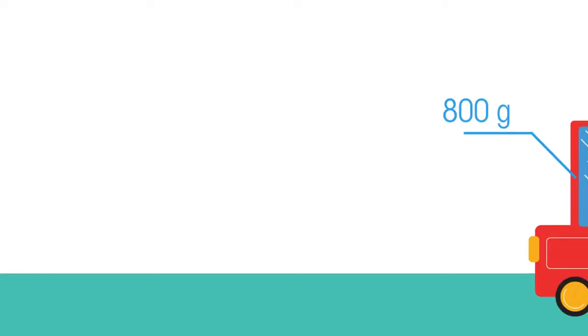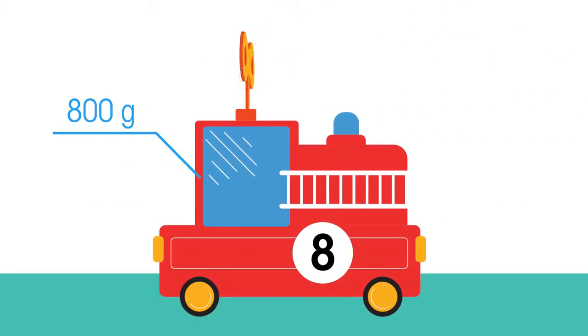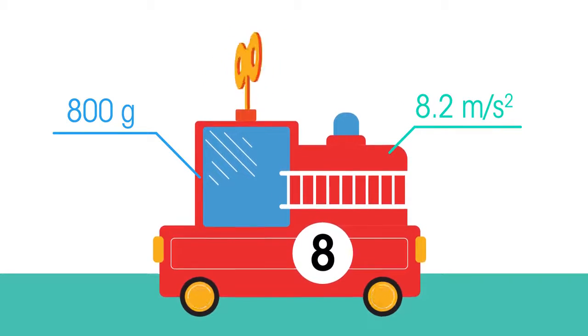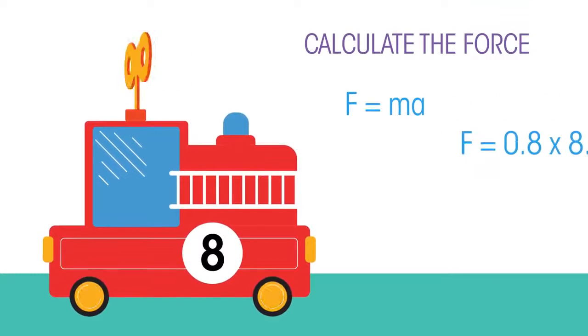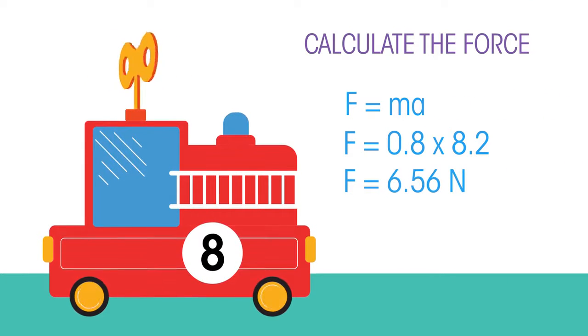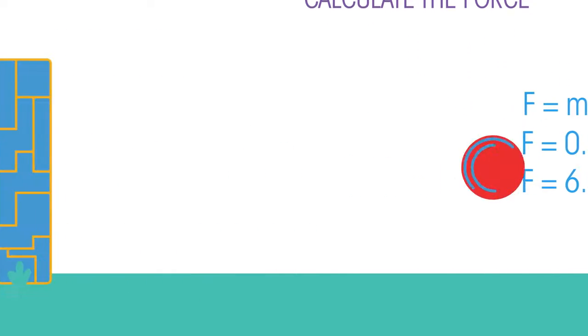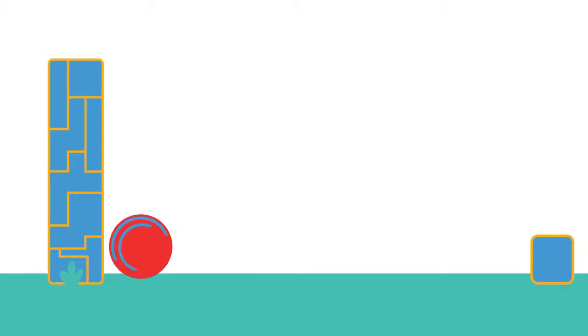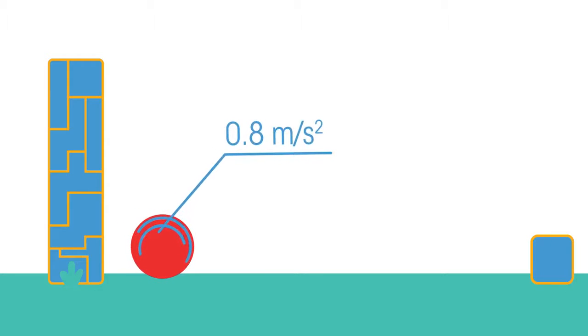Now calculate the force required to make an 800-gram toy car accelerate at 8.2 meters per second squared. Take care with the units. And the mass of an object accelerating at 0.8 meters per second squared when a resultant force of 200 newtons acts upon it.